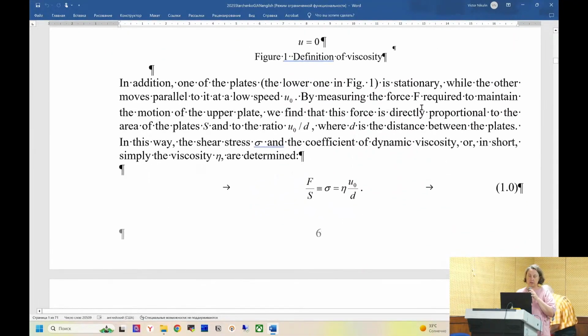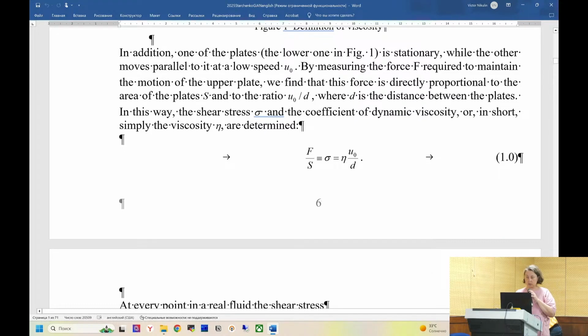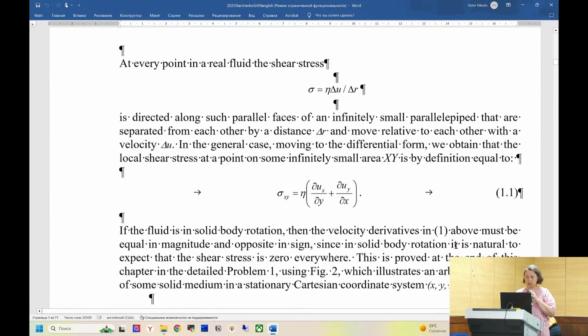So 0 is just a definition of viscosity, this one. And 1 is shear stresses in the form of a vector. So that's about the first task.